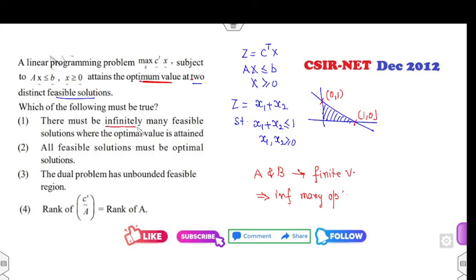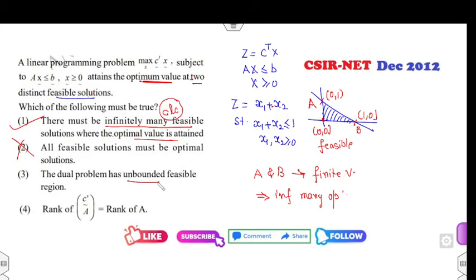So there must exist infinitely many feasible points. Yes, because of the concept of convex linear combination. "All the feasible solutions must be the optimal solution" is a wrong statement. You can see (0, 0) is my feasible solution, but it is not optimal, because the optimal value is 1, at the points A and B.